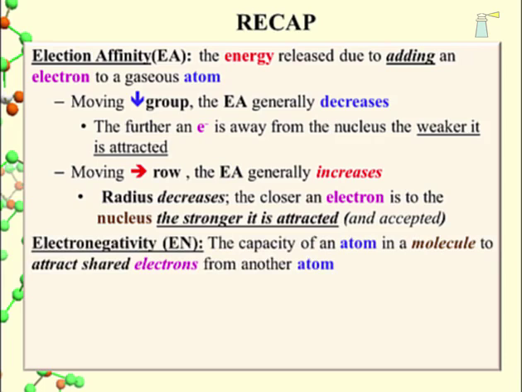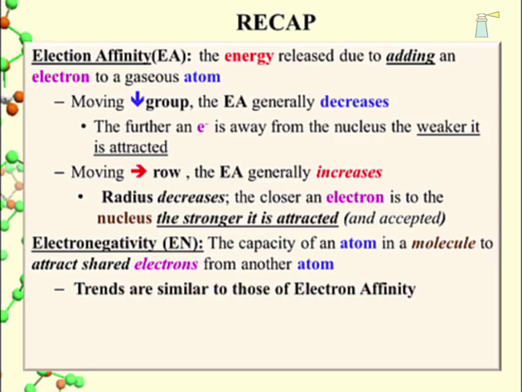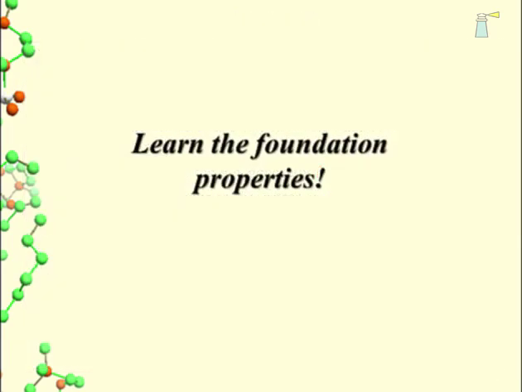The electronegativity is a relative scale that calculates the capacity of an atom in a molecule to attract shared electrons from another atom. And the trends are similar to those we found with electron affinity. And finally, the ionic radius. We saw that cations have a smaller radius than the corresponding atoms, while the anions have a larger radius. And that concludes our lecture. Trends can be memorized or they can be derived if one learns the foundation properties.